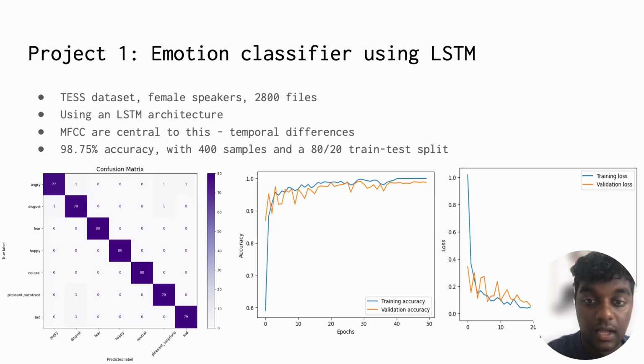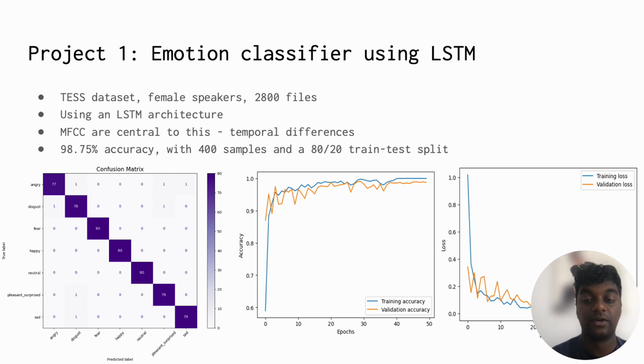As mentioned previously, the project is split into two parts, and the first part consists of the use of a long short-term memory, or LSTM, based emotional classifier to classify the emotions of a speaker. The Toronto Emotional Speech Set was used for this, which has 2,000 files of two female speakers saying a set of words with different emotions.